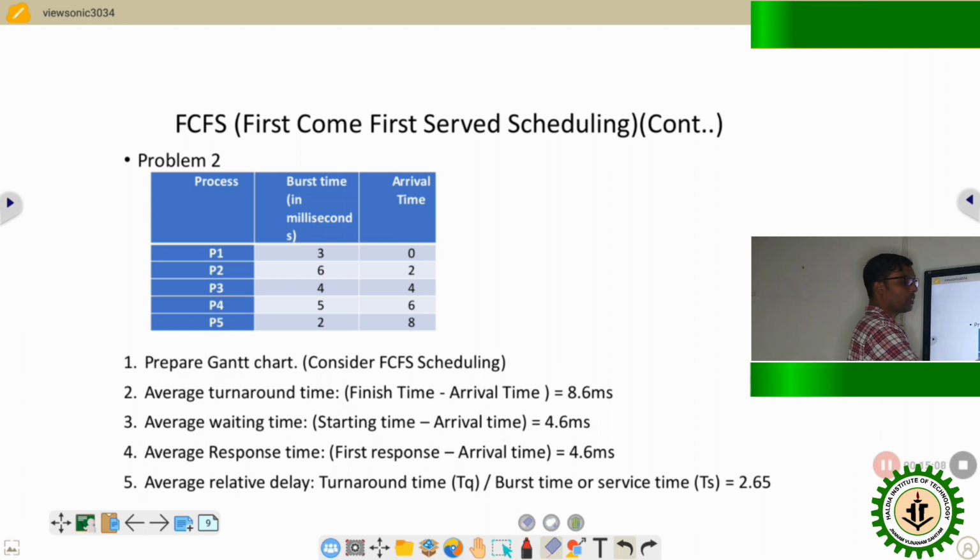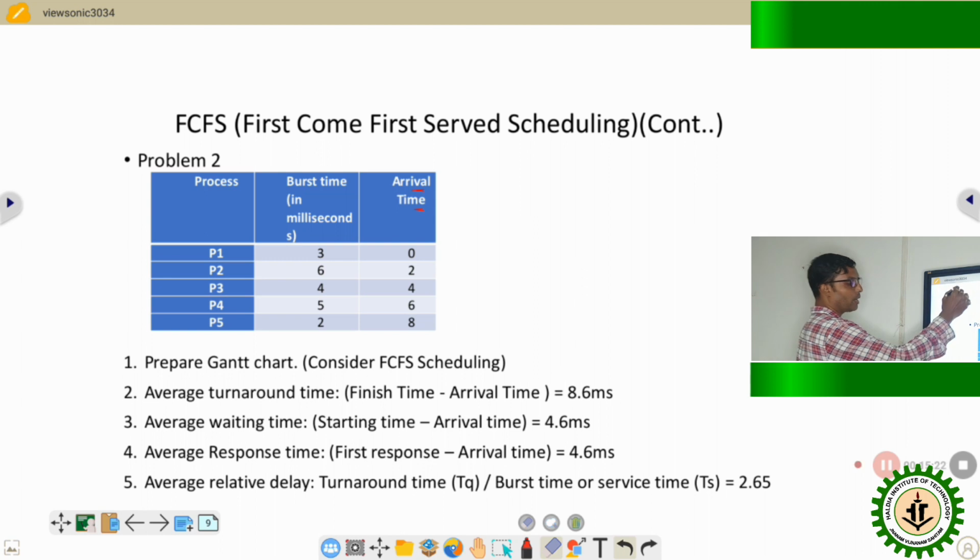Here in this FCFS algorithm, arrival time is given. In the previous example, the arrival time was 0 for all the processes, but here the arrival times are given in this order. So we need to see how we can construct the Gantt chart.